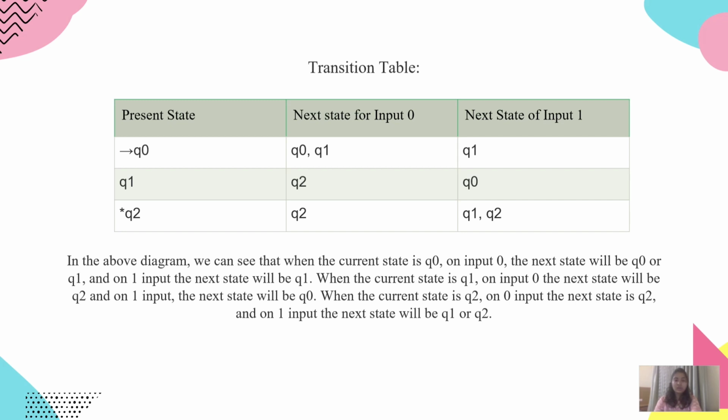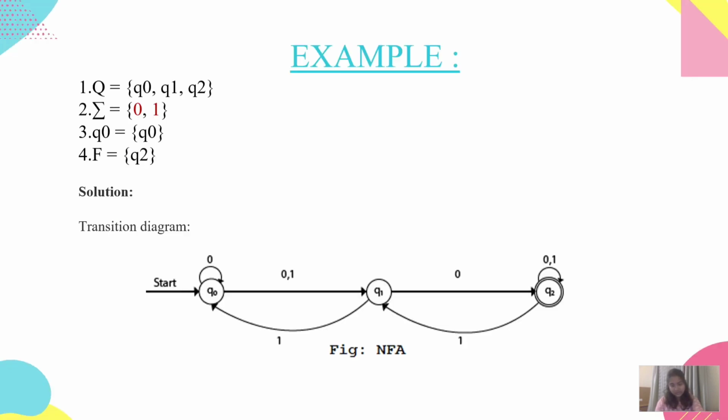Similarly, Q1 has an input 0 which can go to next state Q2, and Q1 to next state Q0 through input 1. Similarly, Q2. So here Q2 also has a star asterisk, which means that it is the final state. So in the above diagram, we can see that when the current state is Q0 and input 0, the next state will be Q0. So let us understand this transition diagram with an example.